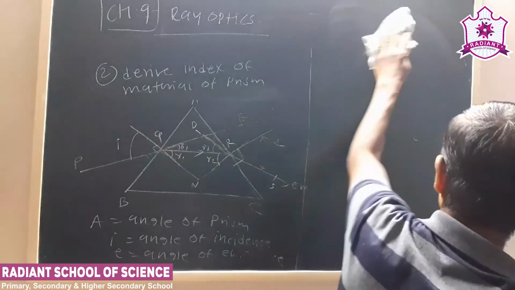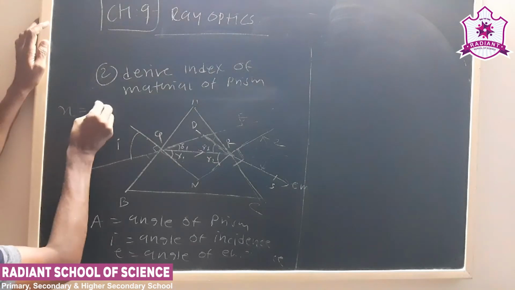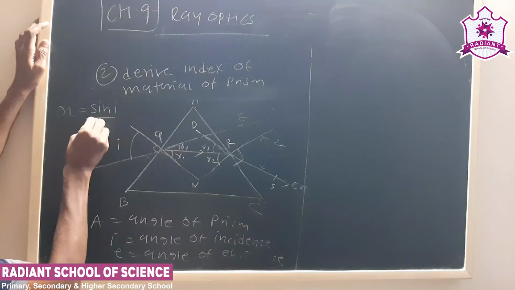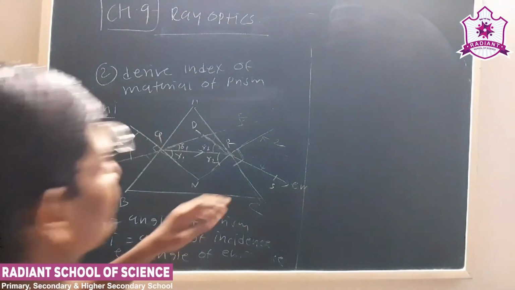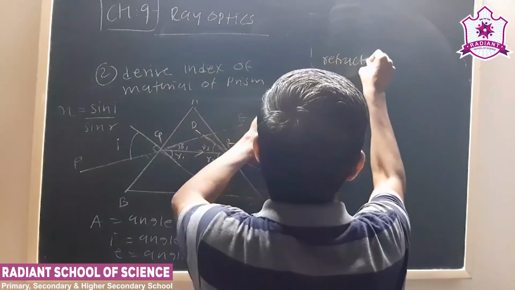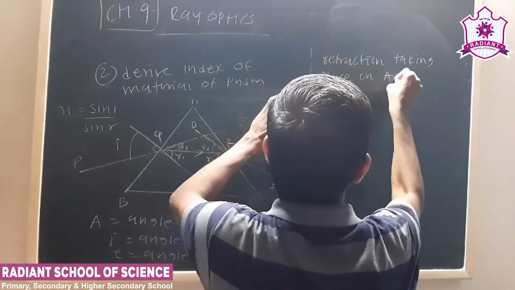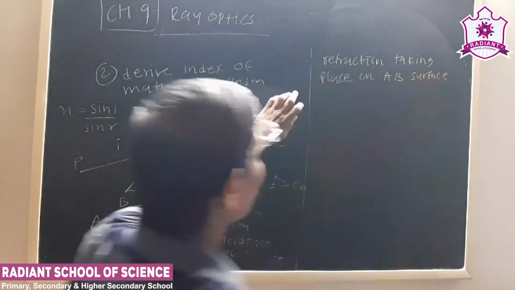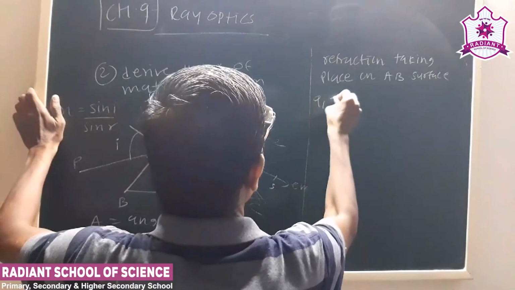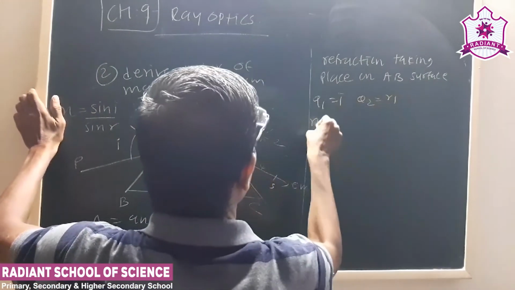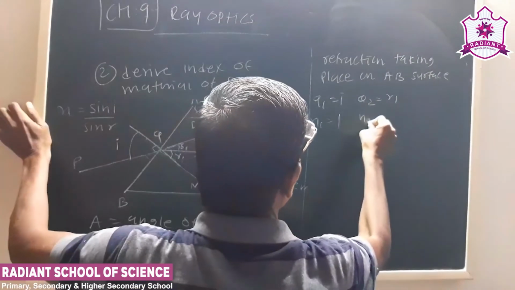Now we have to obtain r. Because our equation is refractive index of the material is sin i upon sin r. The i we have obtained is (A plus dm) by 2. Now consider refraction taking place on the AB surface. This will be theta 1, this will be theta 2. Theta 1 will be equal to i, theta 2 is r1. When the ray travels from air to prism, n1 is 1 and n2 is n.